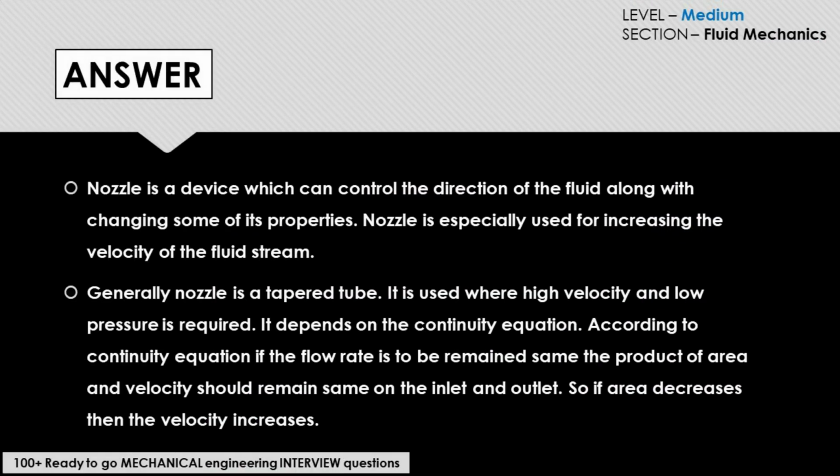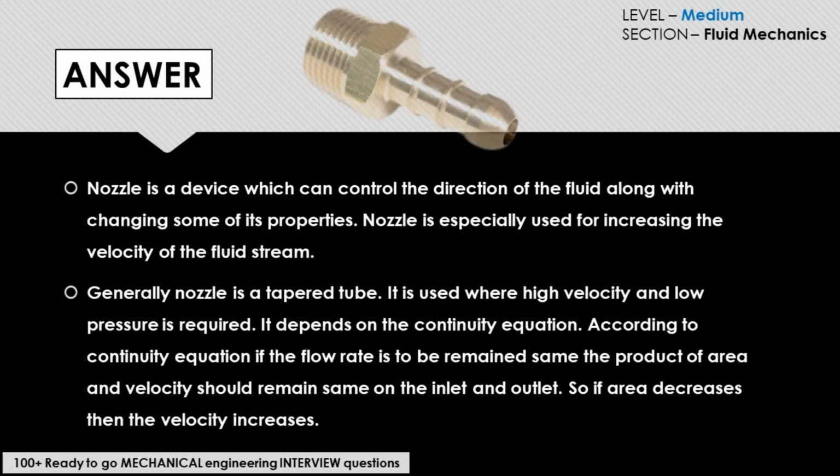The answer to this question would be, a nozzle is a device which can control the direction of the fluid, along with changing some of its properties. Nozzles are especially used for increasing the velocity of the fluid stream. Generally, these nozzles are a tapered tube. They are used where high velocity and low pressure is required, and it depends upon the continuity equation.